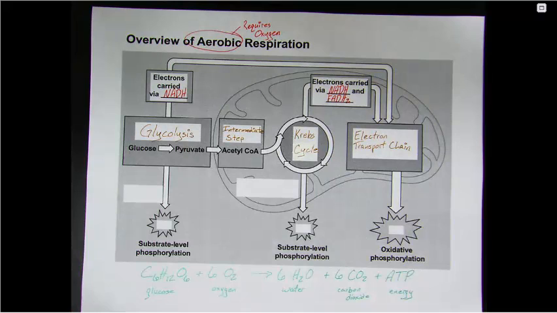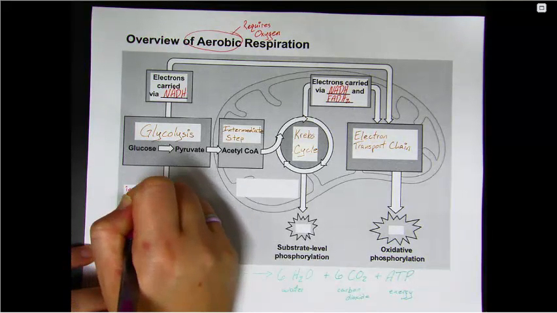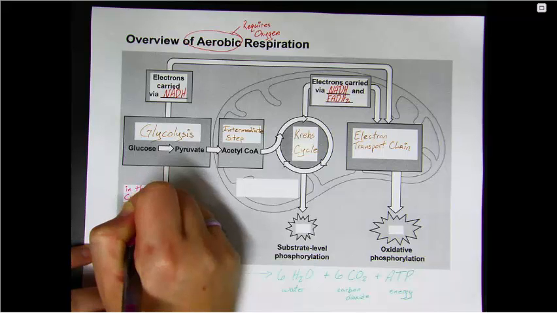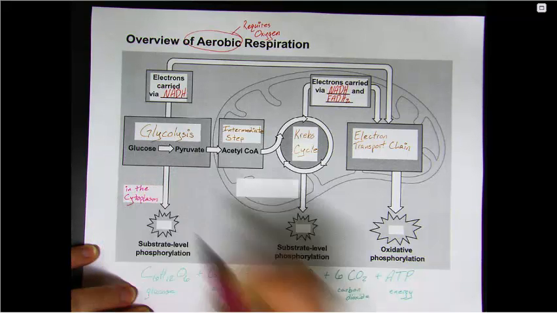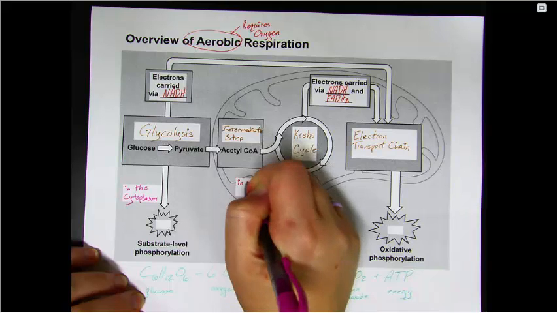Now, these electron carriers carry those electrons produced or collected in those first 2 steps and deliver them to the electron transport chain, which is the final step in the process. Now, I also want to remind you that these processes occur in separate locations within the cell. We have glycolysis that takes place in the cytoplasm, and the intermediate step, Krebs cycle, and electron transport chain, those take place in the mitochondria.